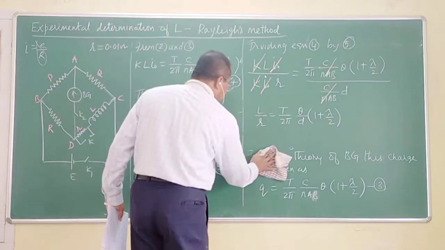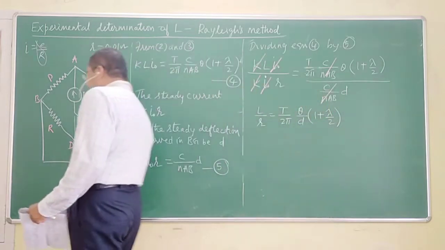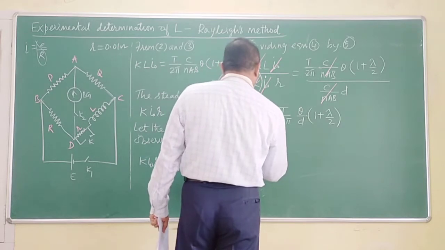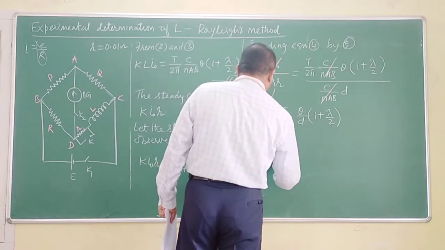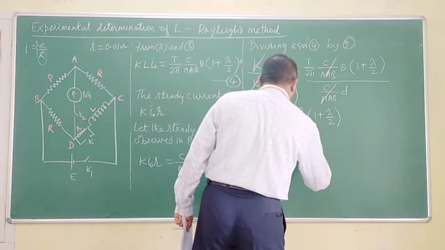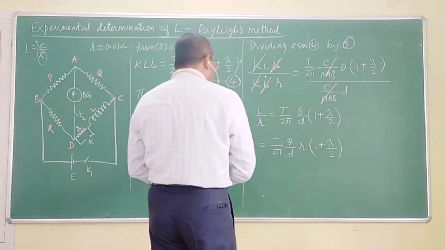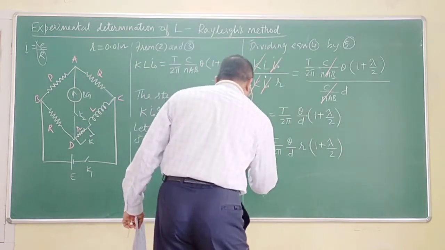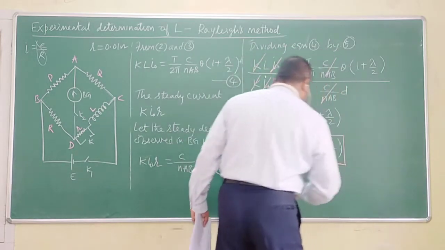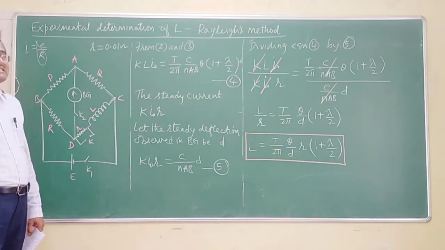Now, we are interested in getting an expression for L. Therefore, L will be equal to P by 2 by theta by D into R into 1 plus lambda by 2. That is the expression for coefficient of self-inductance of a given solenoid using Rayleigh's method.